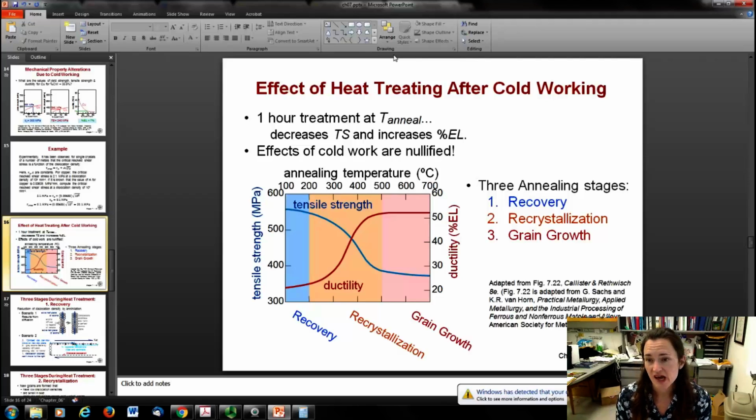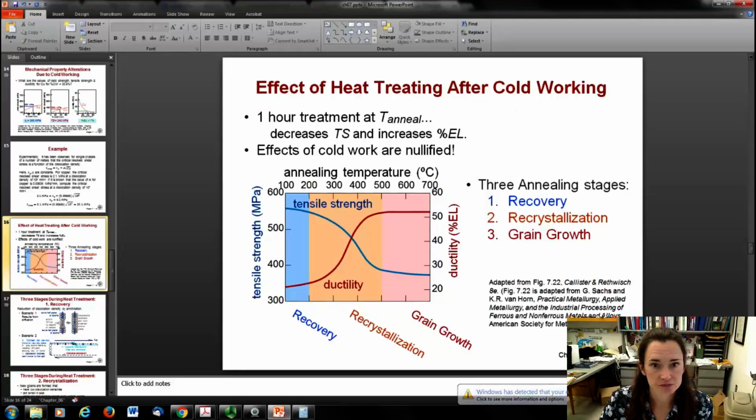So there's 3 annealing stages. You start putting it through this heat treatment, and the first thing that happens is recovery, and then it recrystallizes, and then the grains begin to grow again, okay? So that's what happens as the time and temperature change.